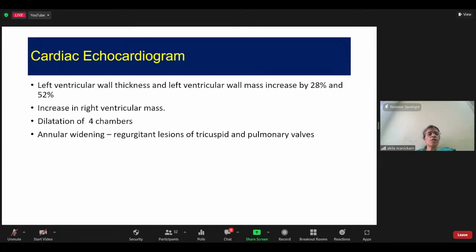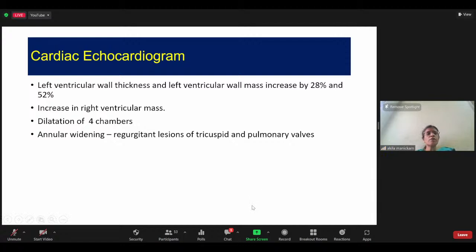When you look at the echocardiogram, the left ventricular wall thickness and the left ventricular wall mass increase by 28% and 42%. It is not only the left ventricle which increases in size, there is also increase in the right ventricular mass. There is also dilatation of all the 4 chambers. Because of this dilatation, there can be mild annular dilatation of the tricuspid valve and the pulmonary valve, which can lead to mild tricuspid regurgitation or pulmonary regurgitation in an echo. These can also present as systolic murmurs in the left parasternal border.